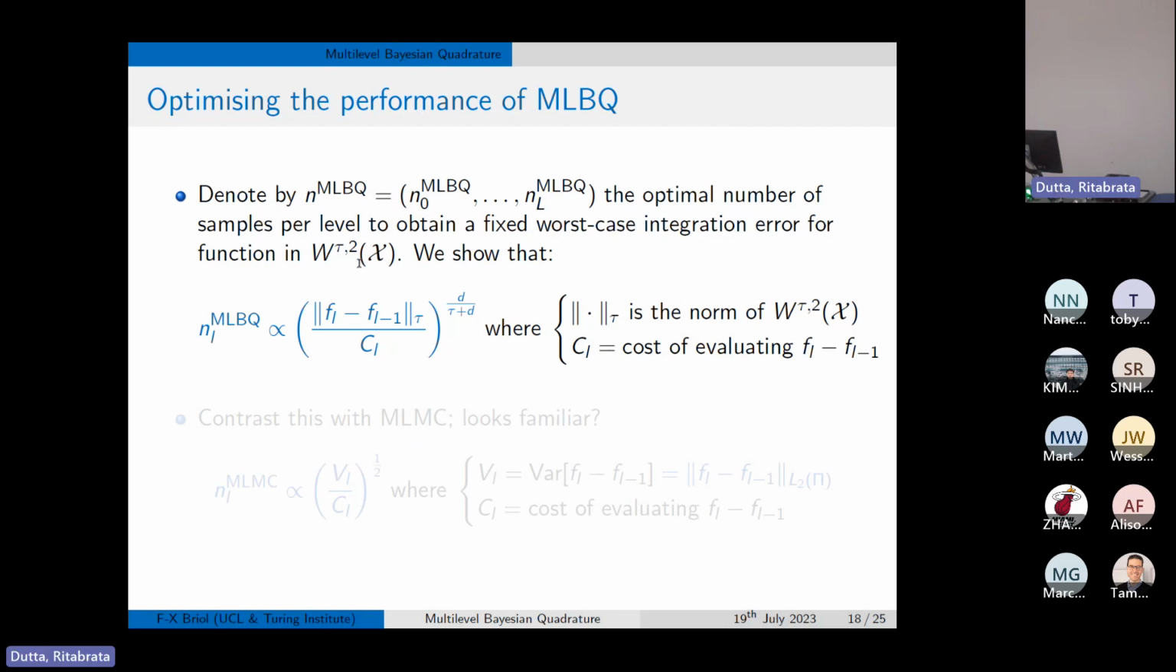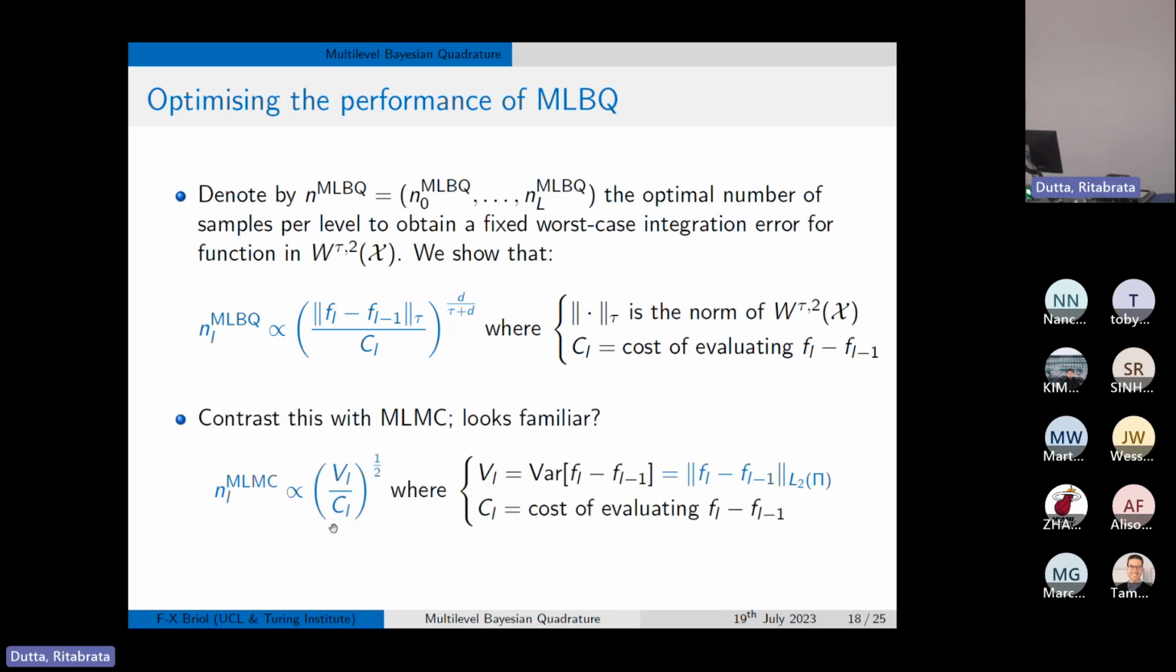And what I can show is that the best allocation of budget is of this form. Here CL is again the cost. This thing is another way of measuring the complexity of my integration problem. Before I was using the variance, now I'm using this norm, which is the Sobolev norm, essentially some way of measuring the regularity of functions of a certain smoothness. And it should look very familiar because it's exactly the same form as before.